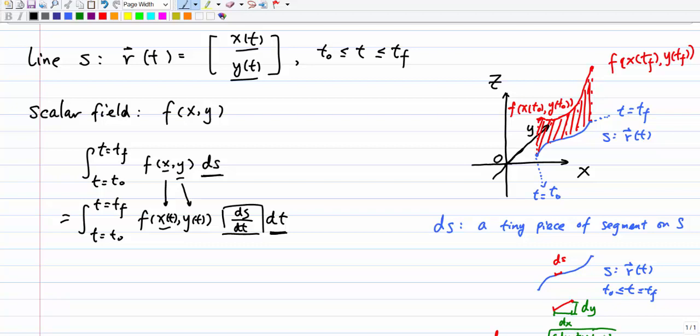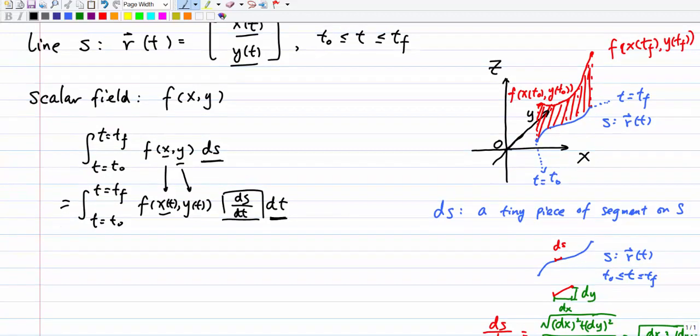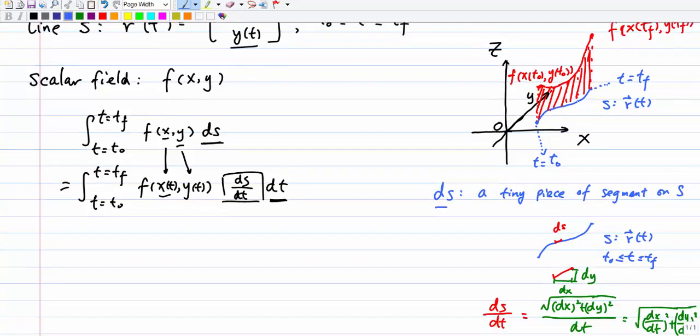The next part is rewriting ds. This is a very confusing, very challenging part. We hope to write ds as something times dt. Now we explain how we rewrite ds into something times dt. Let's look at the physical meaning of ds. ds is just a very small, tiny piece. This is a copy of the original line, and ds is a tiny piece of the segment on S, represented over here.